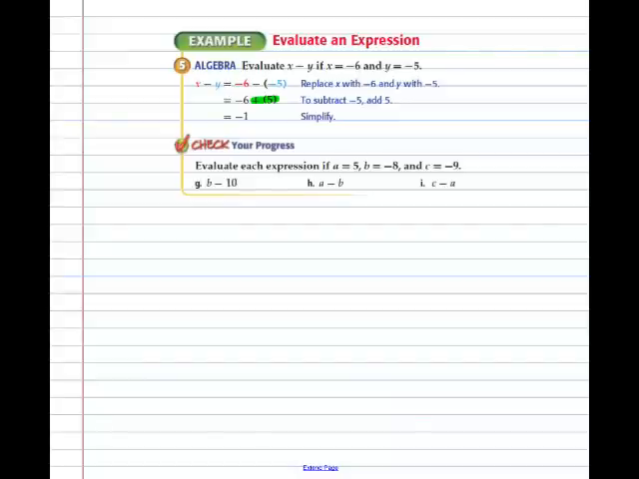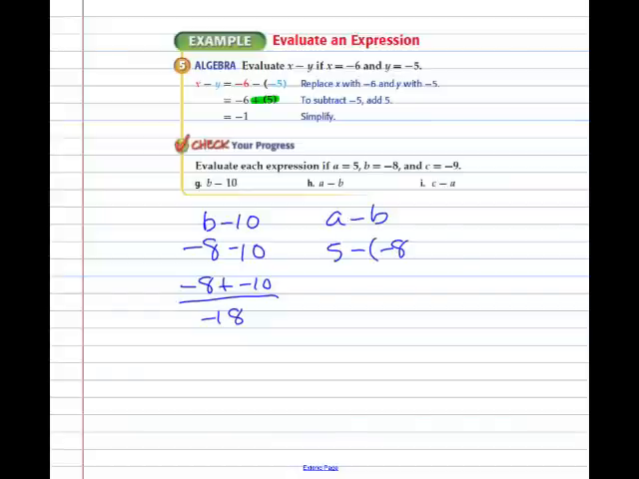Example G. B minus 10 becomes negative 8 minus 10, which becomes negative 8 plus negative 10. Both signs the same, negative 18. A minus B becomes 5 minus negative 8. Addition of the opposite becomes 5 plus 8, or 13.